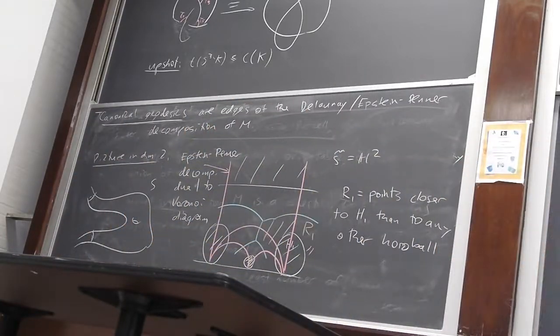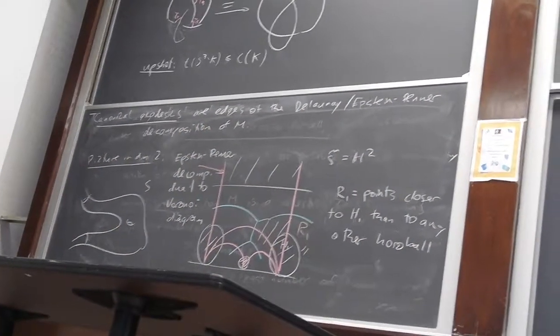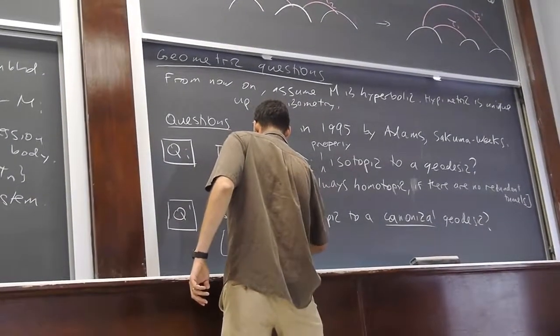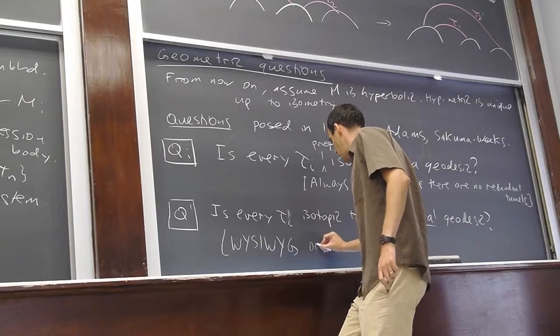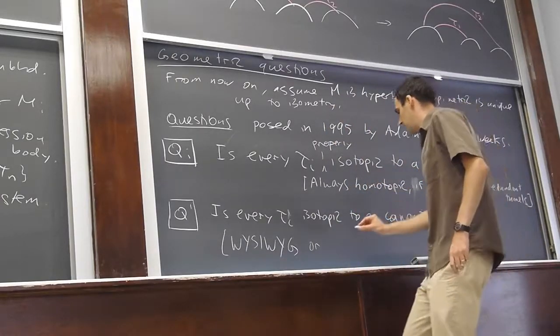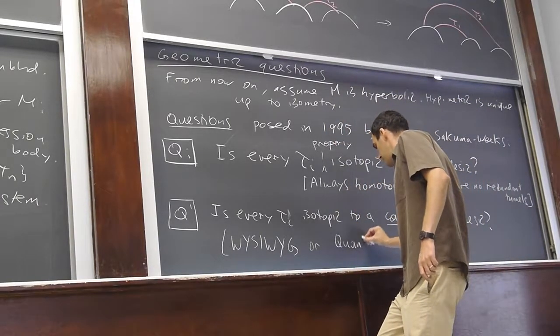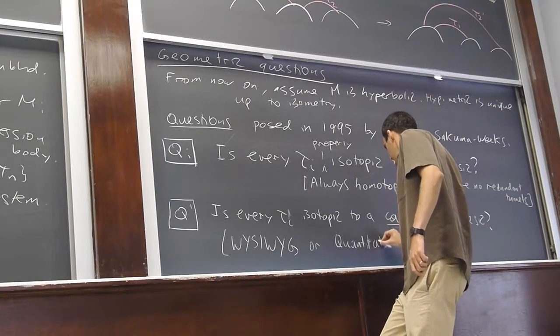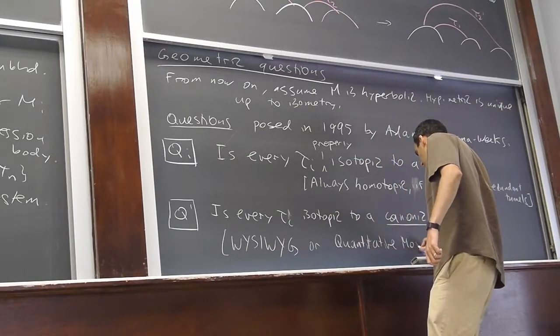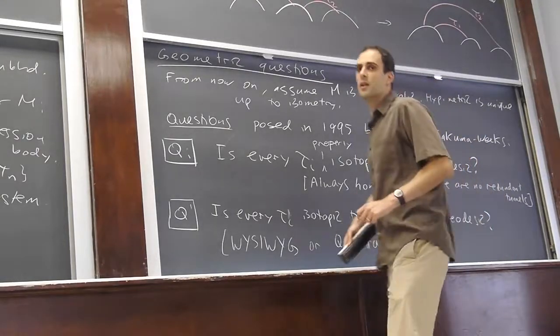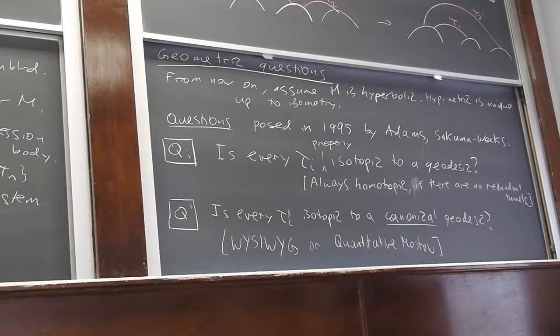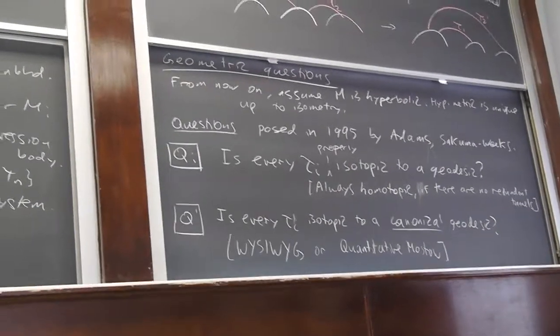So this question is an example of WYSIWYG, what you see is what you get, or as Nathan called it a couple of days ago, quantitative rigidity. So those are some questions. Let me start giving you answers.